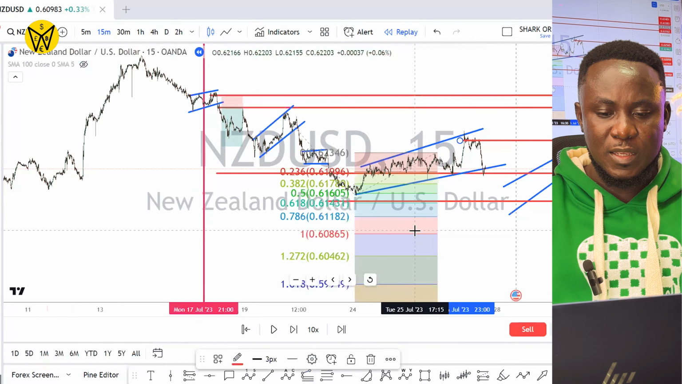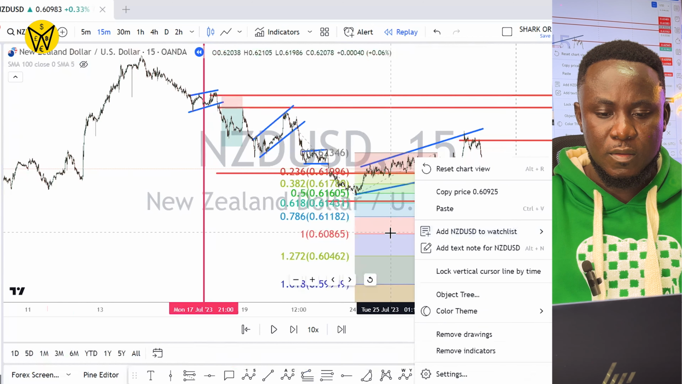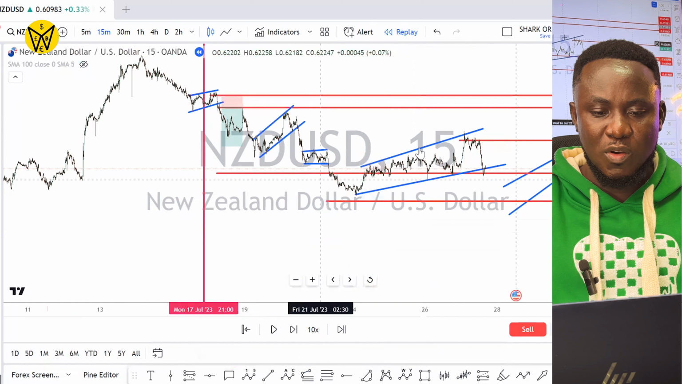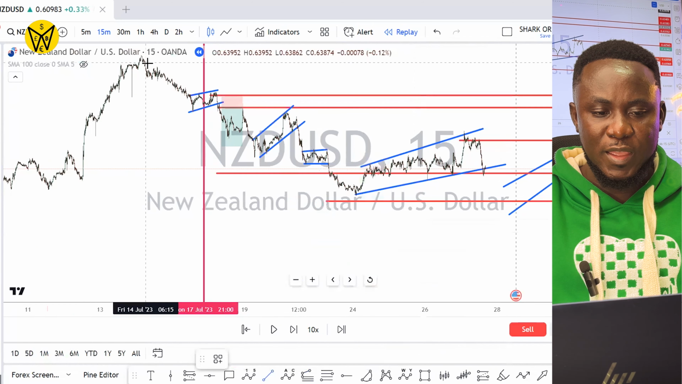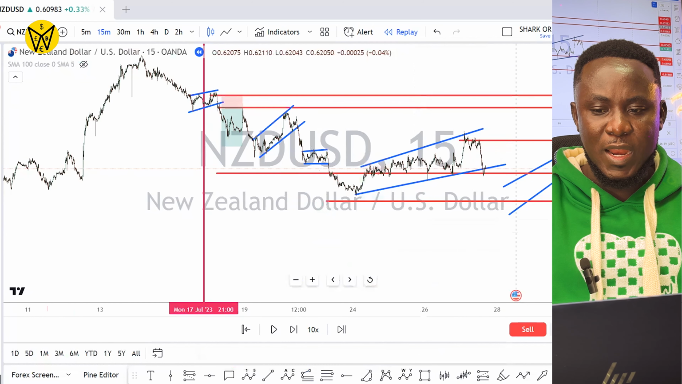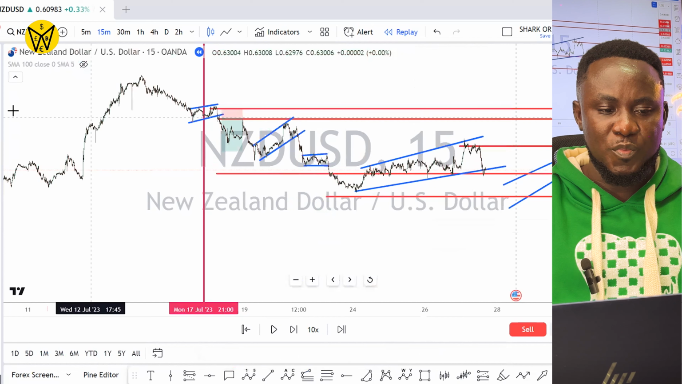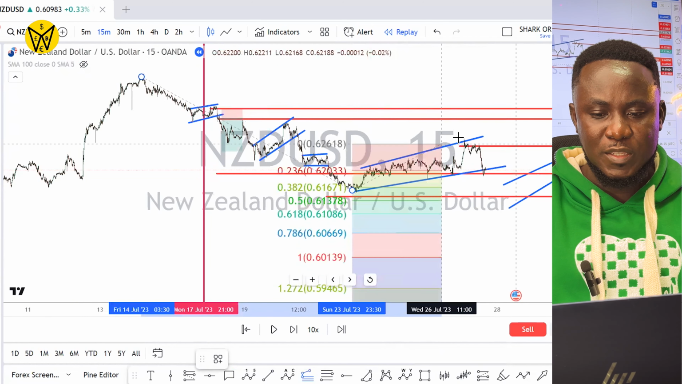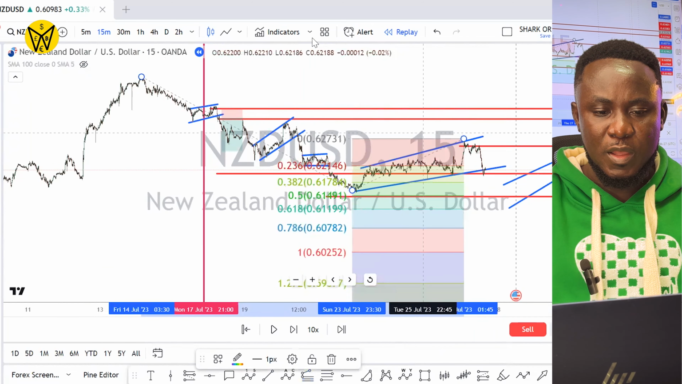Now look at something. You can see that this correction broke all the impulsive move over here from here to here. So then our next impulsive move will be from the top to the down, and this becomes the corrective wave. Why are we still looking for a sell?